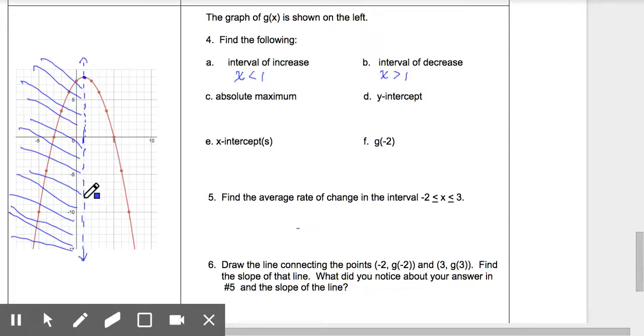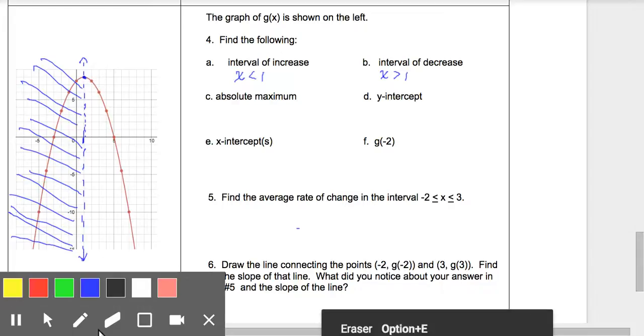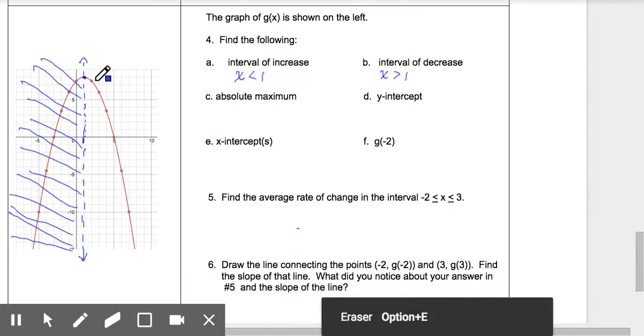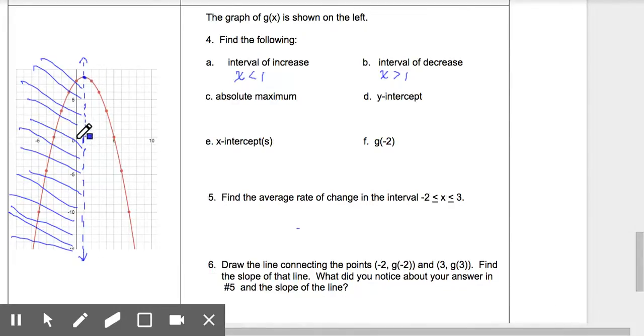Now let us see, does this function have an absolute maximum? Absolute maximum is the highest point in the graph, meaning no other point in the graph is higher than that point. And we see that over here. This is the highest point in the graph, so we call this the maximum. And this maximum point is at 1, 8.